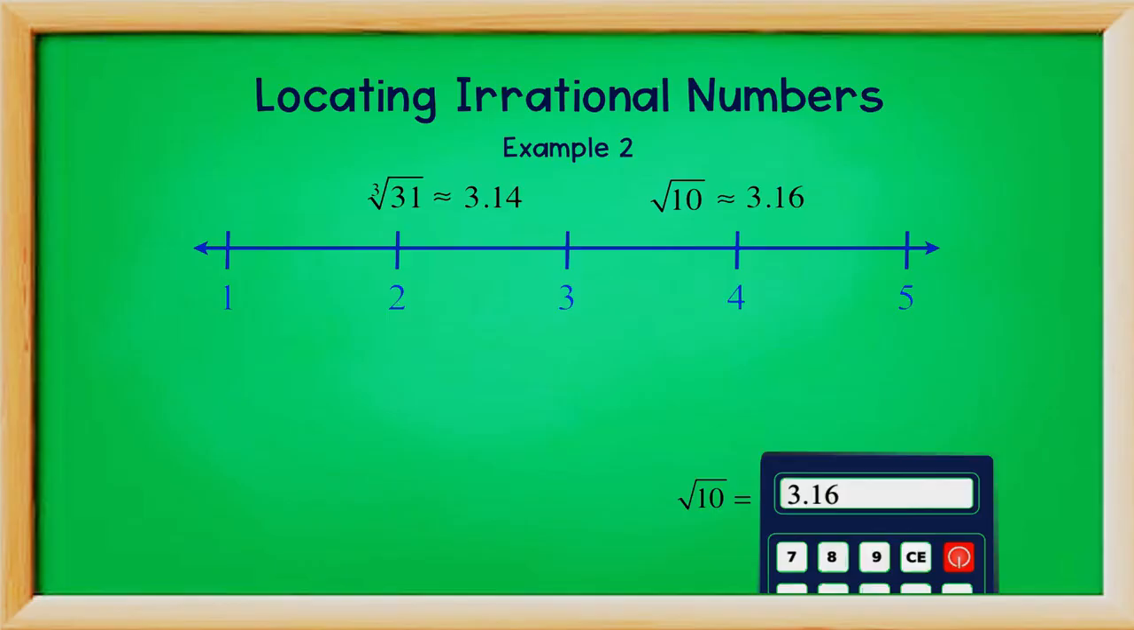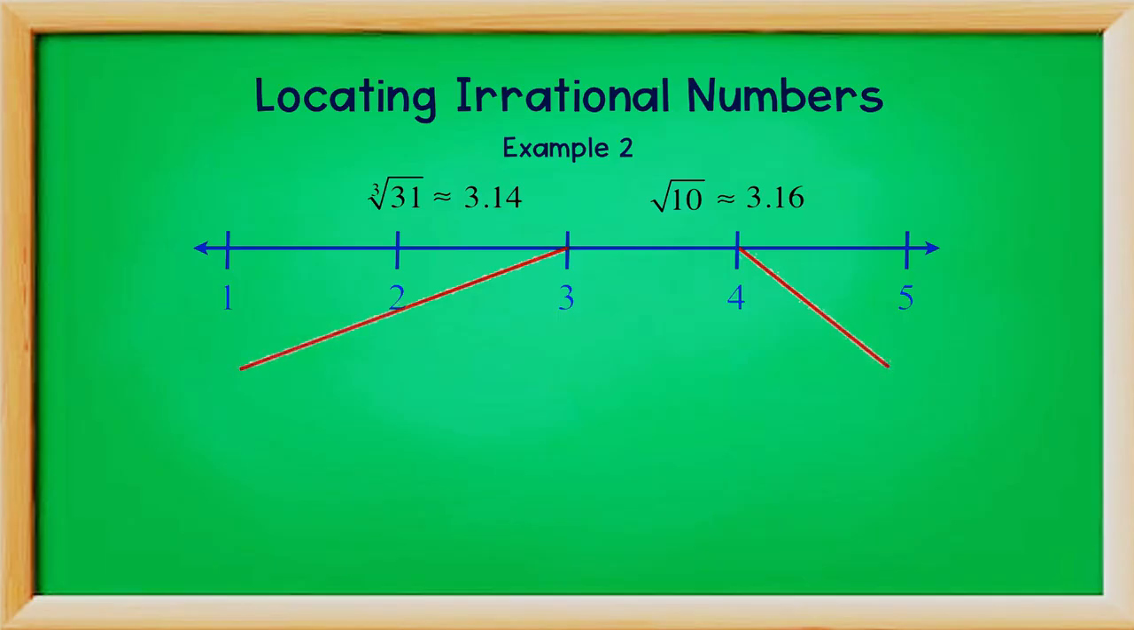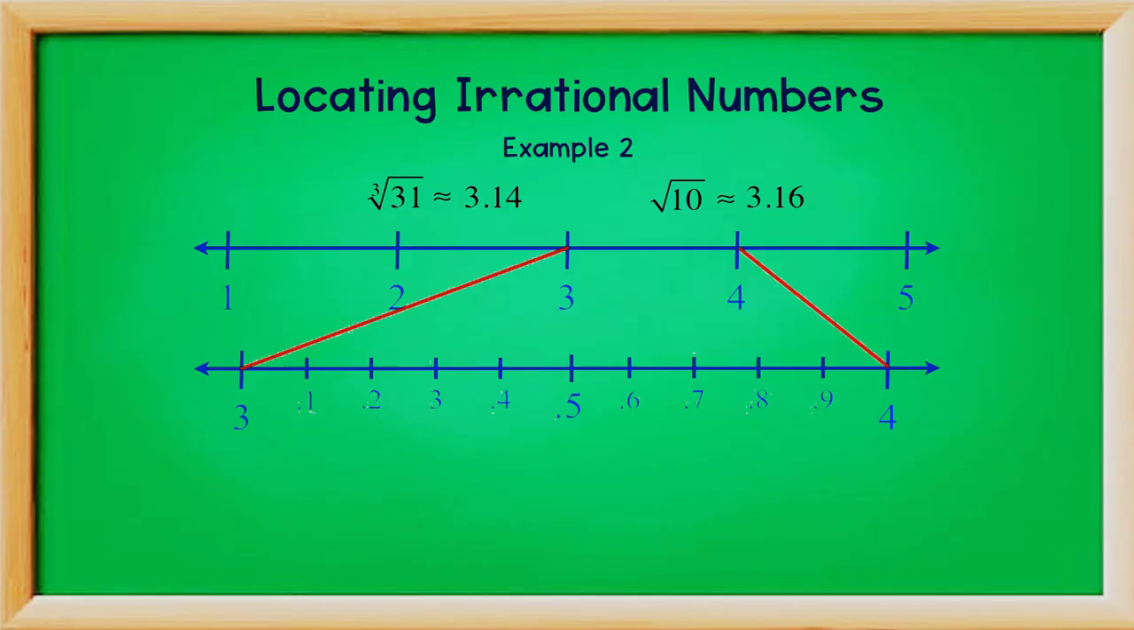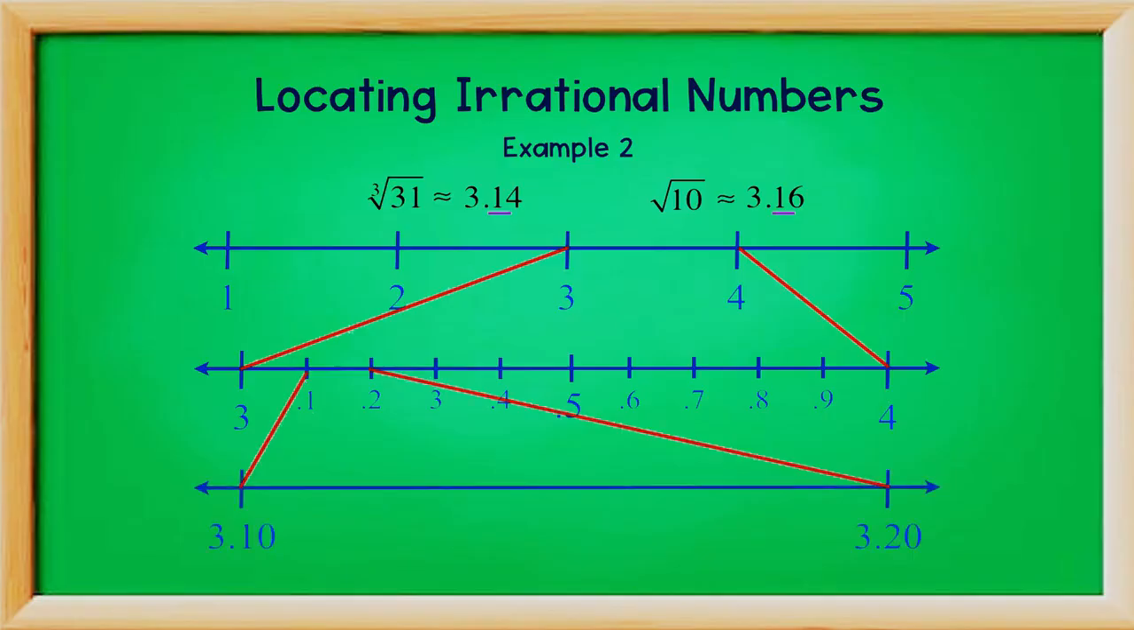Since these decimals are so close to one another, it's going to be helpful to enlarge the number line between 3 and 4. We can divide this into tenths. However, notice that these two numbers have the same digit in the tenths place. Let's go ahead and enlarge the number line again between 3.1 and 3.2. We can divide this into hundredths. Great! Now we can easily place the cube root of 31 and the square root of 10 where they belong.